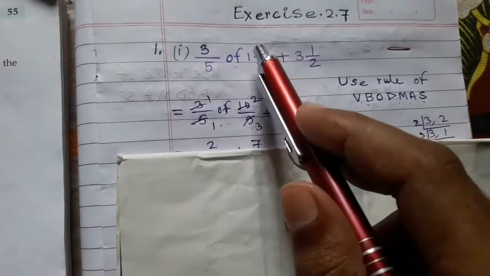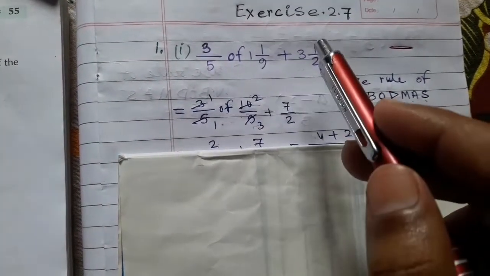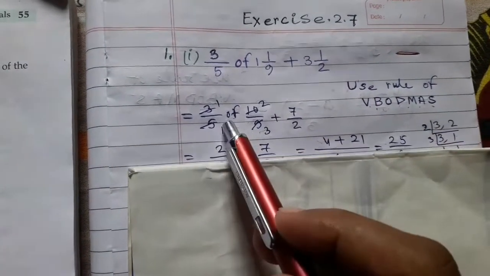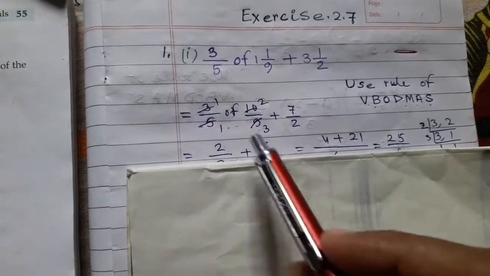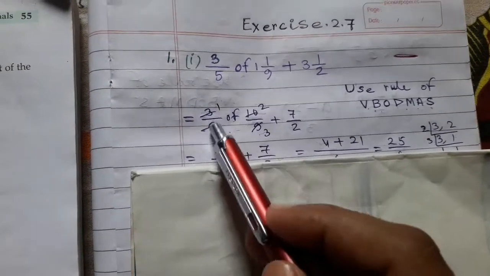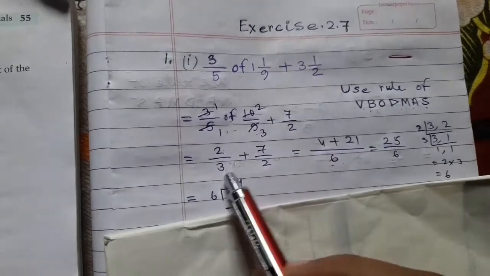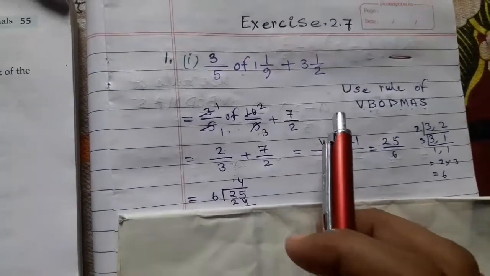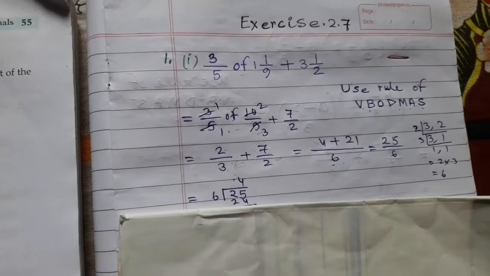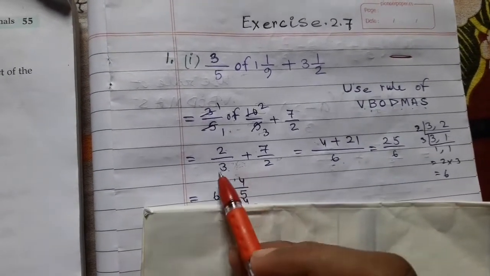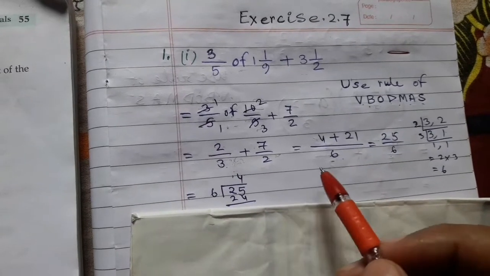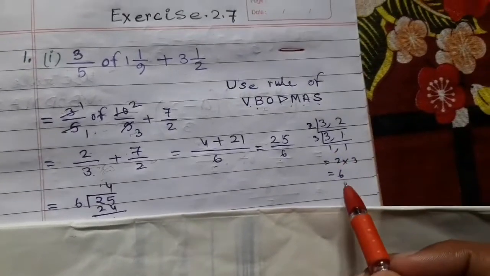Okay, mixed fraction, we have to convert it to improper fraction. 3 they cancel, 3 1 is 3, 3 3 is 9, 5 1 is 5, 5 2 is 10, 2 1 is 2, 3 1 is 3, so 2 by 3 plus 7 by 2. Okay, 3 and 2, LCM 6.